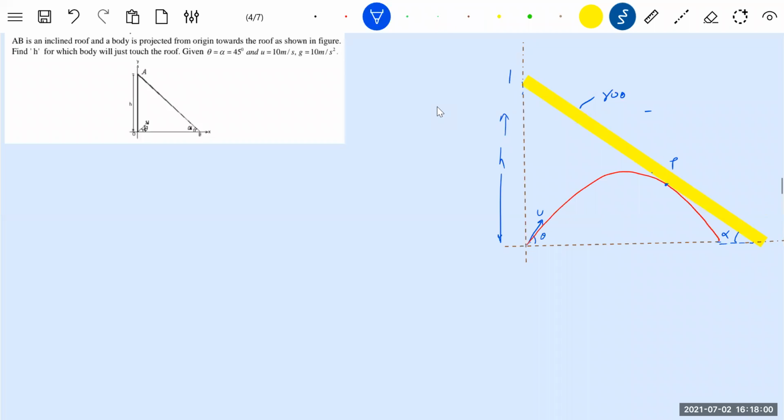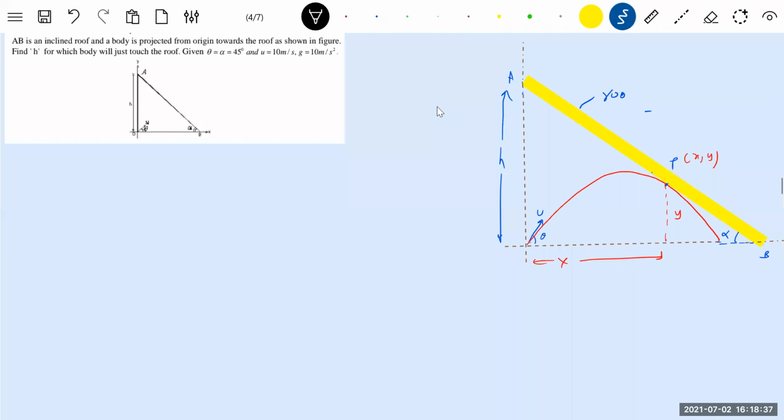AB is a roof. Find the H for which the body, this is the H. Speed is given, theta and alpha are given. So I think this is also a condition of just grazing, such that it should graze the surface. Then grazing the surface means what shall we do? Okay, the point where this is x comma y will define it.